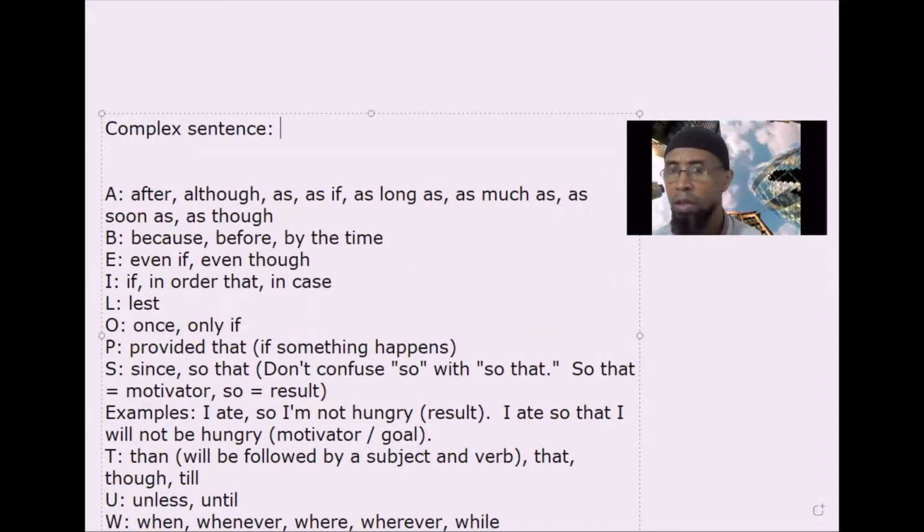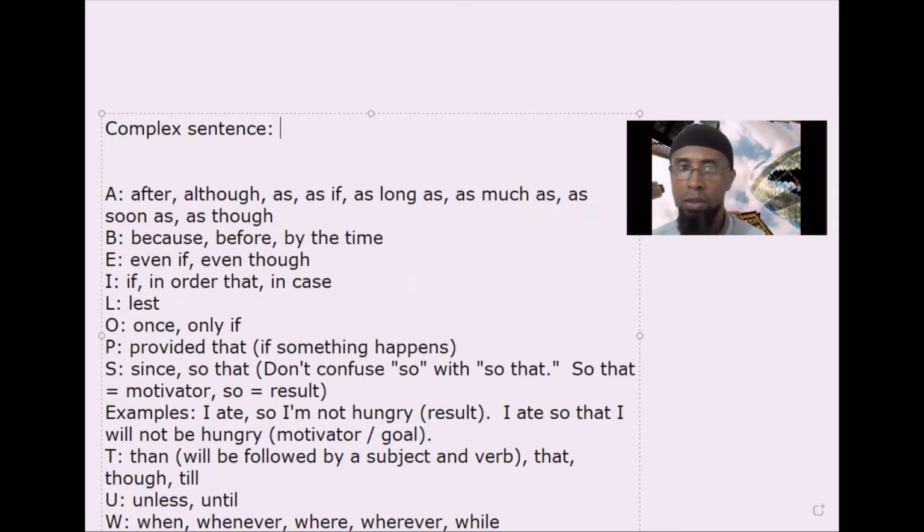The complex sentence is a little different from the compound sentence, which we talked about last class. We did the simple sentence, right? Then we learned how to add modifiers to those simple sentences. We talked about compounding, and then we went to the compound sentence. But now we're talking about the complex sentence.